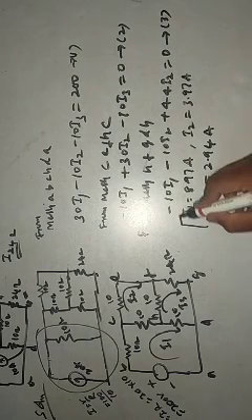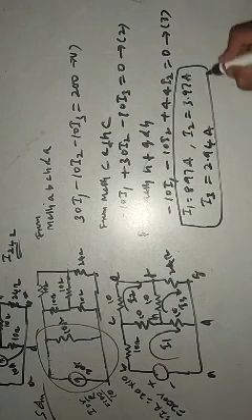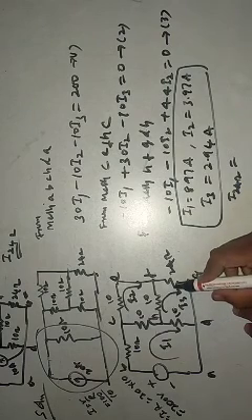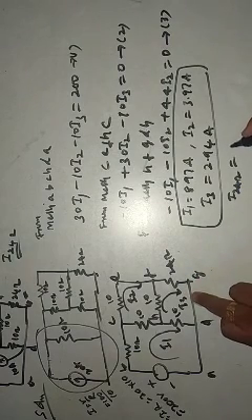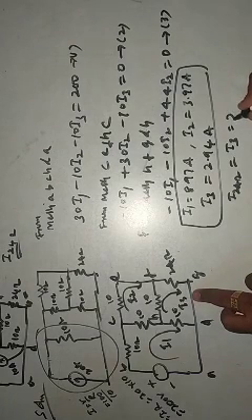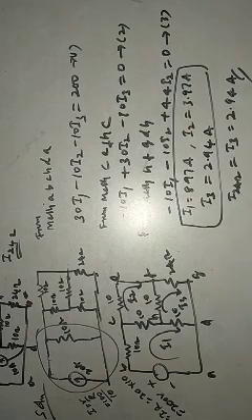So this is the answer what you get. In the question it has been asked for the current through 24 ohm. See, the current through 24 ohm is nothing but I3. What is the value? This is 2.94 ampere. Okay, we'll come with another problem.